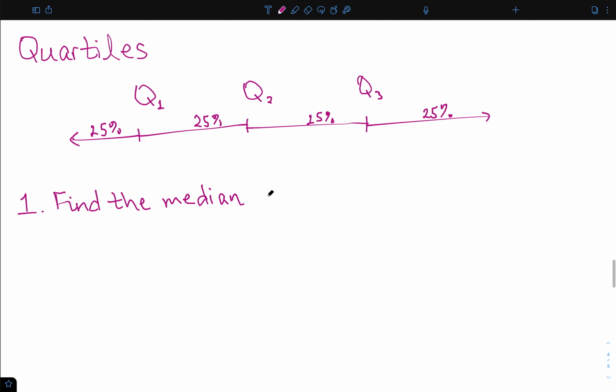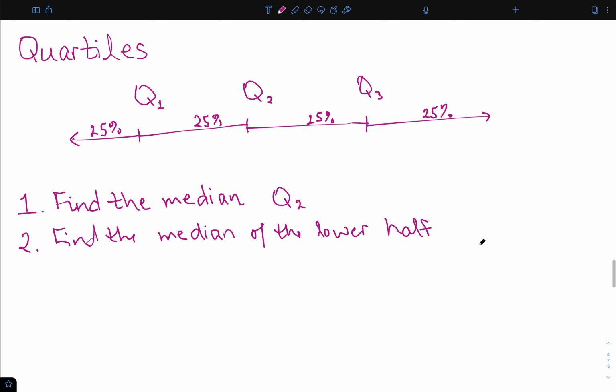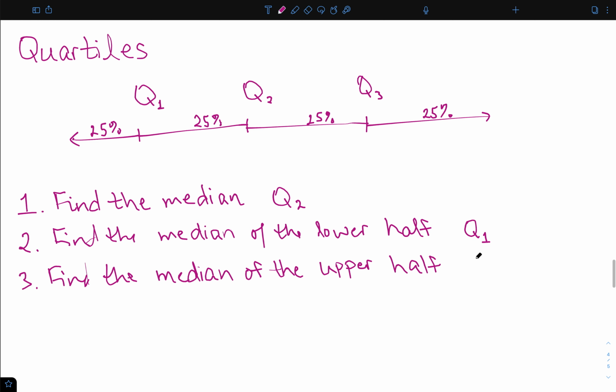When finding quartiles, the first step is to find the median. This is the value of Q2. The median then splits the data into 2 data sets. We then find the median of the lower half of the data, which is the value of Q1. We then find the median of the upper half, which is denoted as Q3.